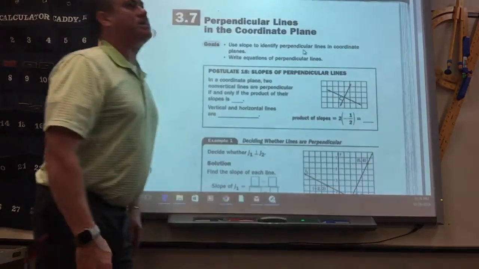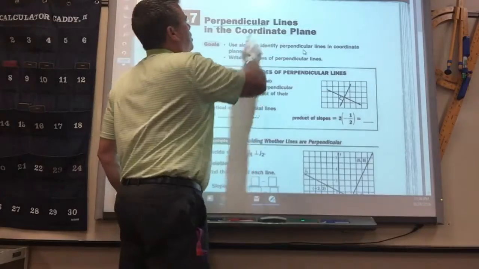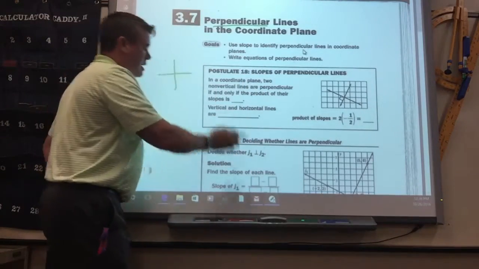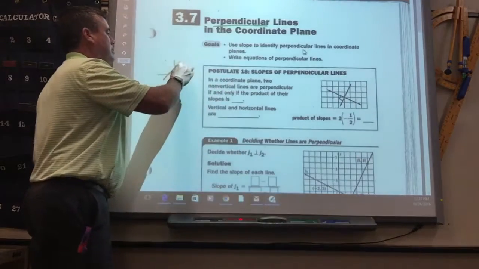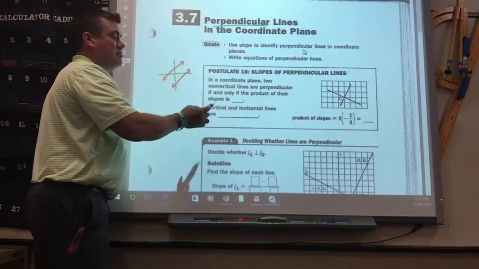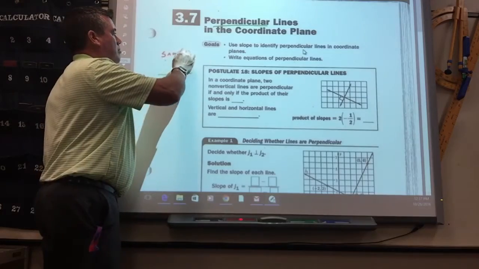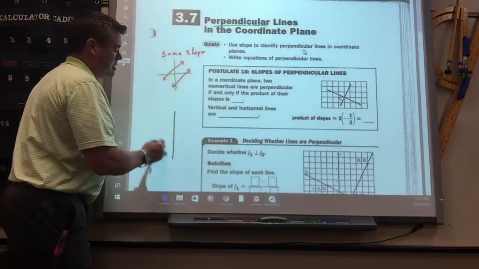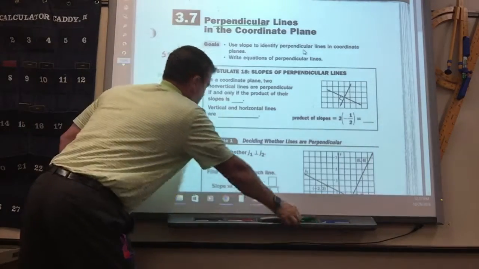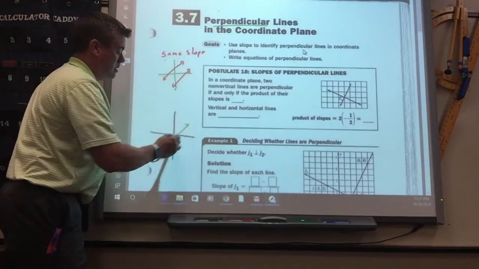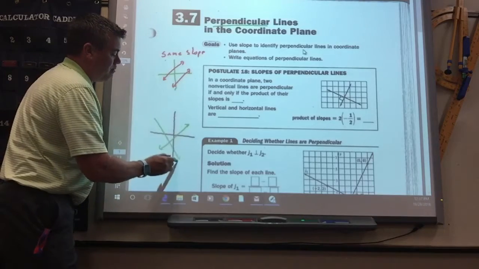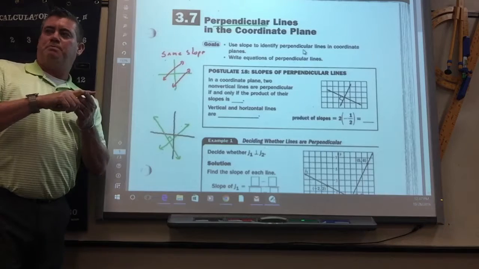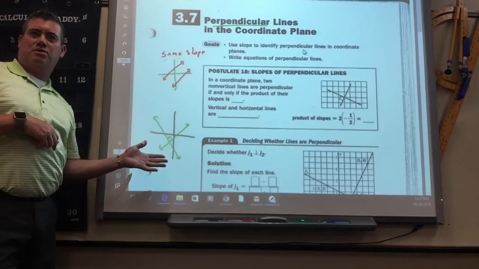Done the same way, except instead of parallel, it's perpendicular lines. So remember, if you've got two lines that are parallel, they have the same slope, right? If they're perpendicular, obviously they're not the same slope. Perpendicular, remember, forms a 90. Now, there's one big difference between the two lines, the slopes of the two lines.